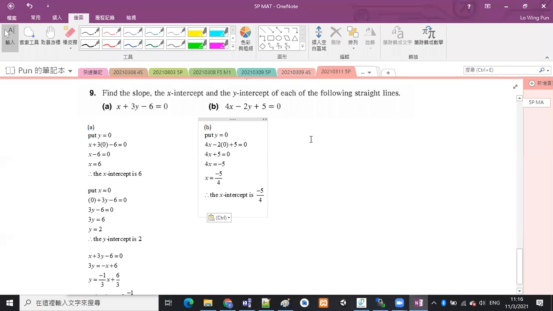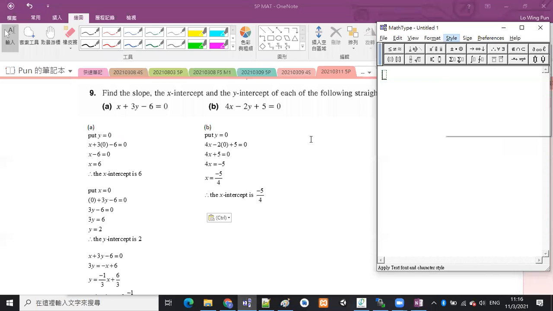Okay, and to find the y-intercept, we need to put x to be 0. So 4 times 0 minus 2y plus 5 equals 0. And then we have. Can you slow down? Sorry, slow down.